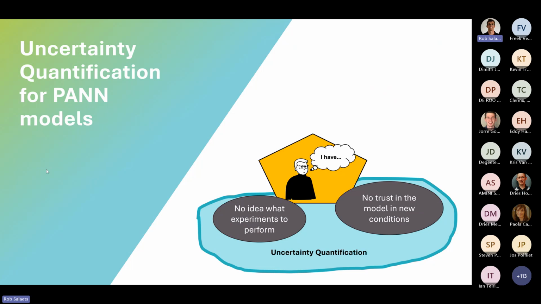Let's now go to the uncertainty quantification. This part is, I repeat, for when you don't trust your model in new conditions, and when you don't have an idea on which experiment I should do first to improve my model the most.